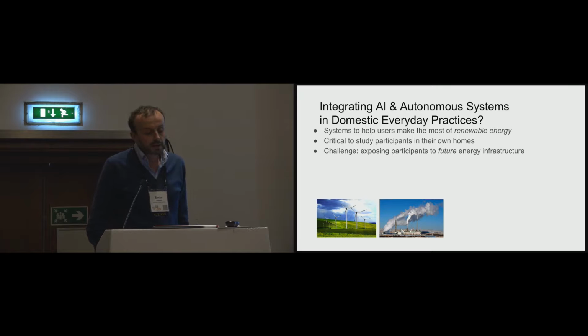So I've been interested in AI, which is something that is up and down popular within HCI. And in particular, how AI and autonomous systems could be integrated or could get in the way of people's everyday life in a domestic context. In particular, I've been interested in the idea of AI systems applied to renewable energy. So can we have something at home, like a smart thermostat, that help us make the most of renewables?